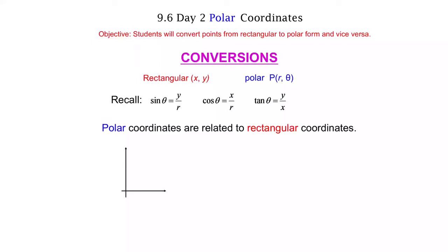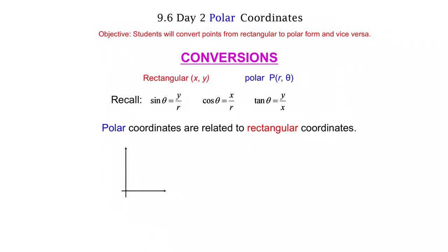Section 9.6, Day 2, Polar Coordinates. We're going to learn how to convert points from rectangular to polar form and vice versa. So conversions of things that we already know in terms of rectangular and polar is we know the rectangular point is x comma y and the polar point is r comma theta.